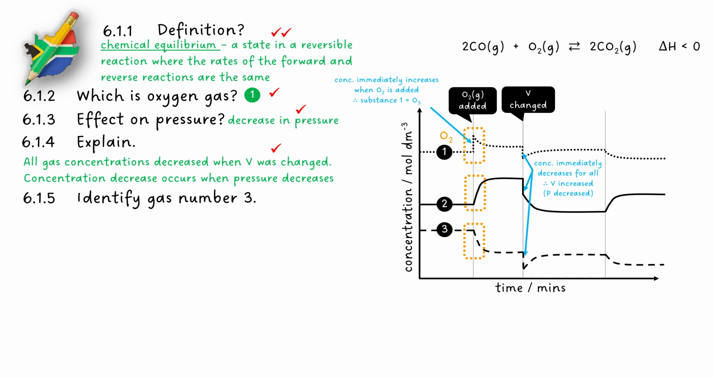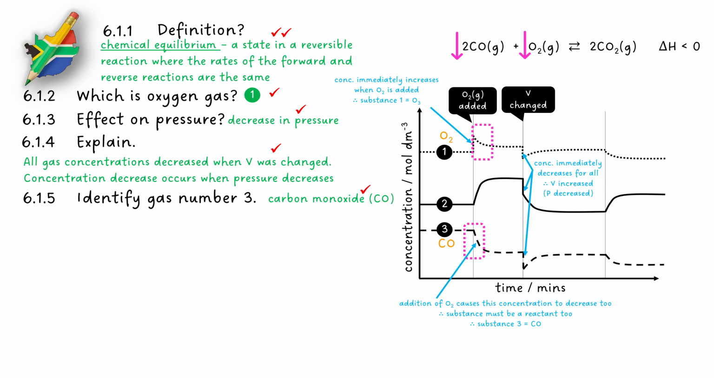One way to do this is to look at what happens to the concentrations of the three substances when oxygen is added. We said that when oxygen is added, the concentration of substance 1, which is oxygen, increases immediately. And then it starts to decrease, which means it is being used up. Notice that at the same time, the concentration of substance 3 decreases too. Since oxygen gas is a reactant, then substance 3 must also be a reactant, namely carbon monoxide.